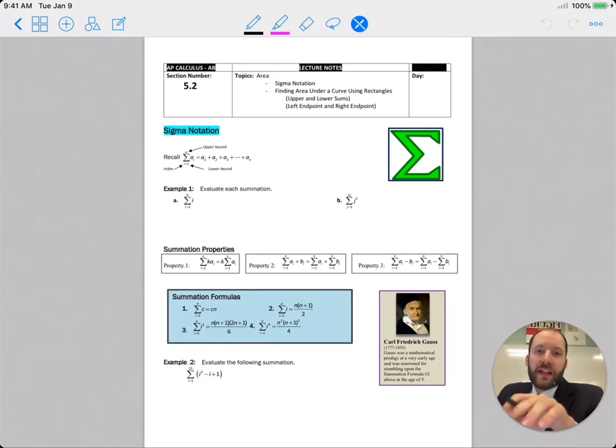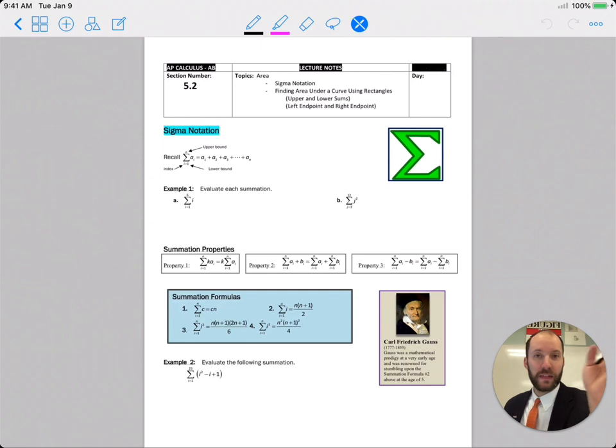Hey, we're looking at sigma notation, finding area under a curve using rectangles. This corresponds to section 5.2 in our textbook. And I just want to warn you for this section, buckle up. There's a lot going on.